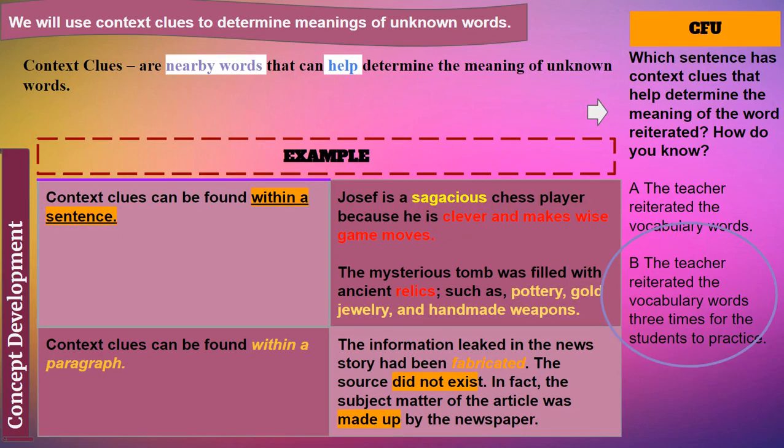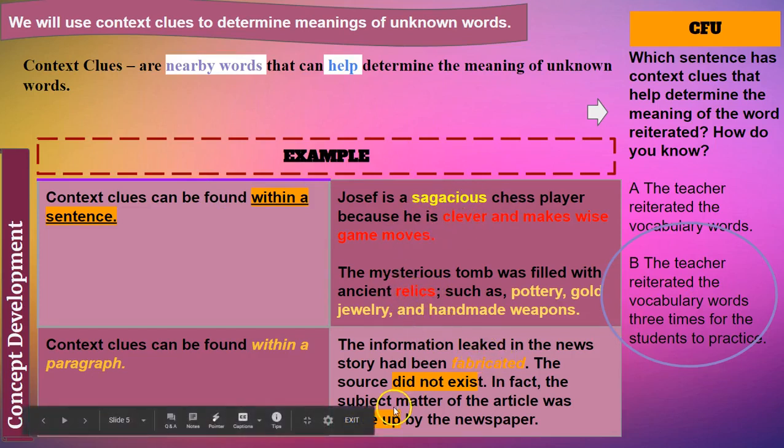All righty. So if you said B, you are correct. How did you know? Hopefully you used the words around the word reiterated, okay? Just like we did here when we tried to find out what sagacious meant, relics, fabricated. Again, we're using the words that are near the unknown word to help us determine what that word means.